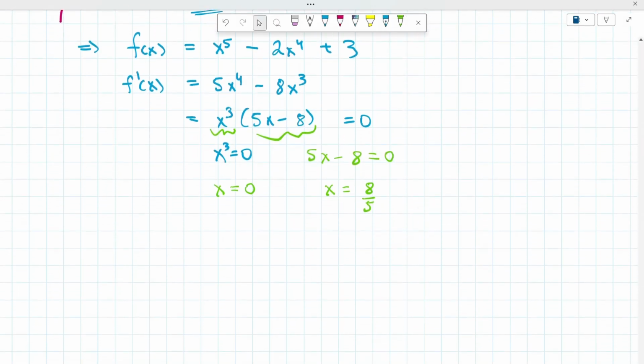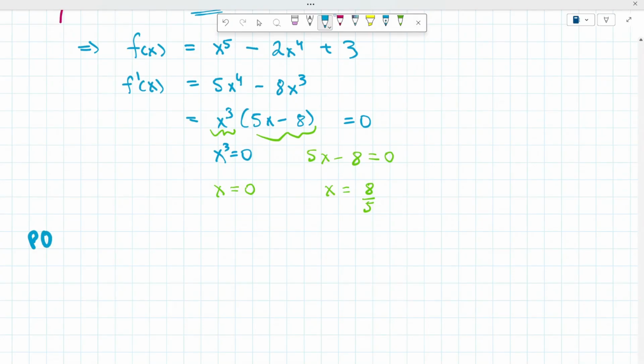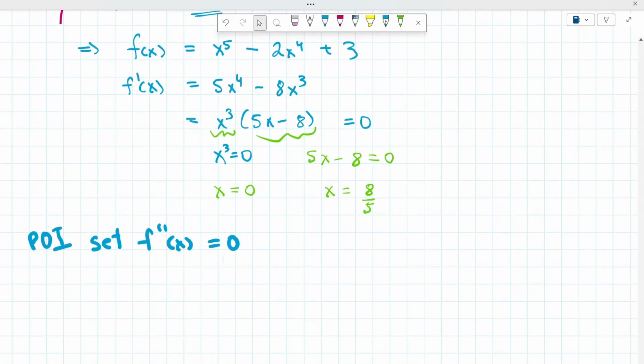So let's also go ahead and look for our points of inflection. Remember, when we find our point of inflection, we need to set our second derivative equal to 0. So let's go ahead and do that. First we need to find our second derivative, so we're just going to take the derivative of our first derivative. If we're using power rule again, we're going to get 20x^3 minus 24x^2. And now we're going to set this whole piece equal to 0.